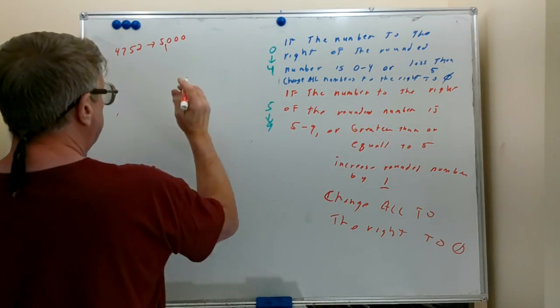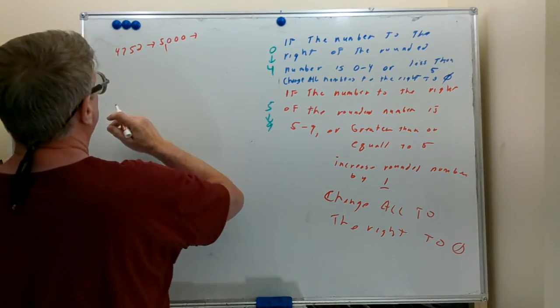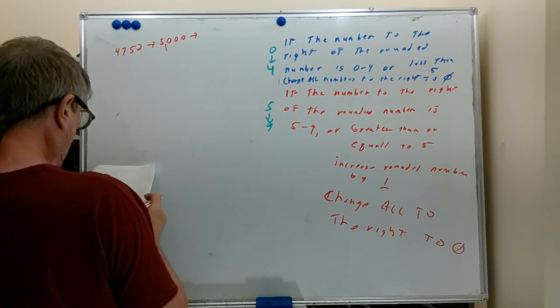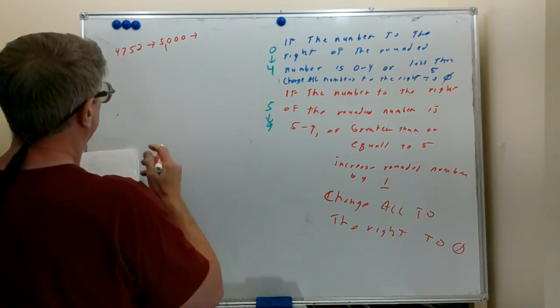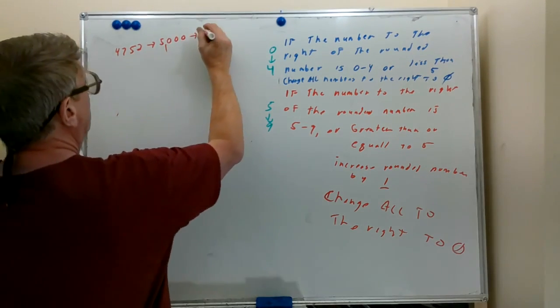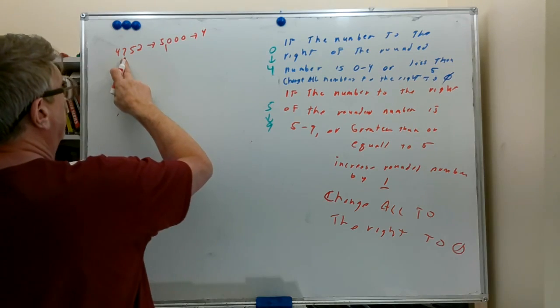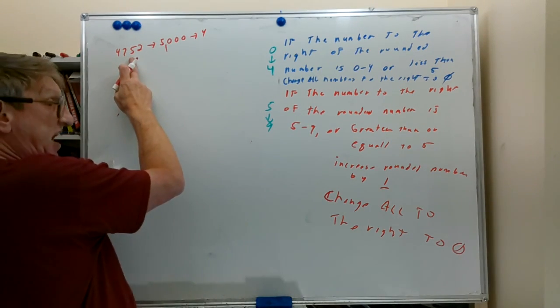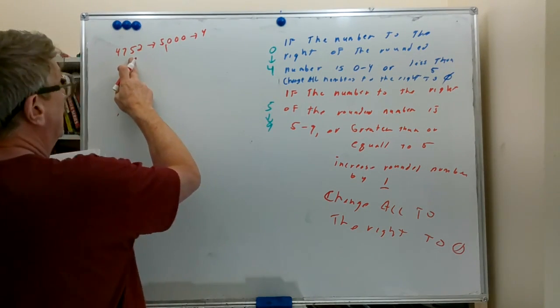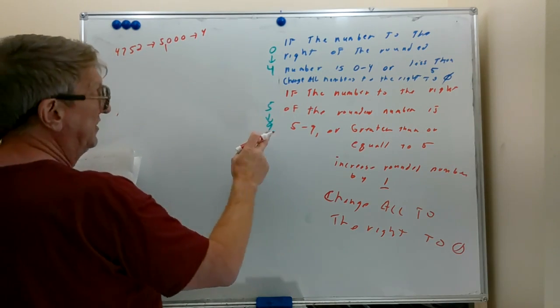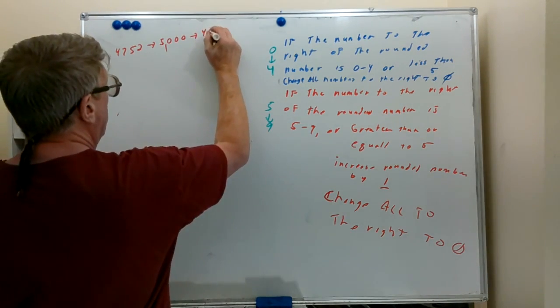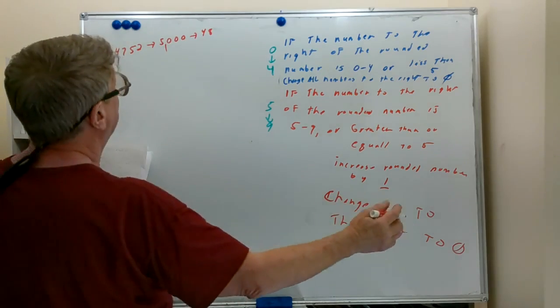Now if we take the same number and we go to two significant figures, the 4 won't change. We're rounding the 7. Now what happens with the 7? We look to the right, we see it's a 5. And that tells us to increase it by 1, so we get 4, 8, and then everything after that becomes a 0.